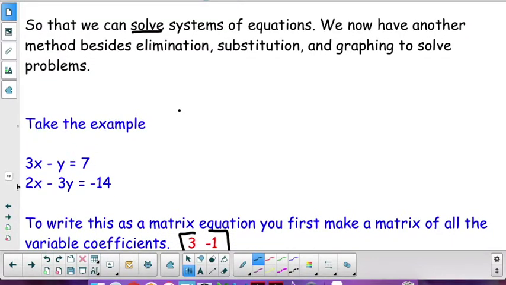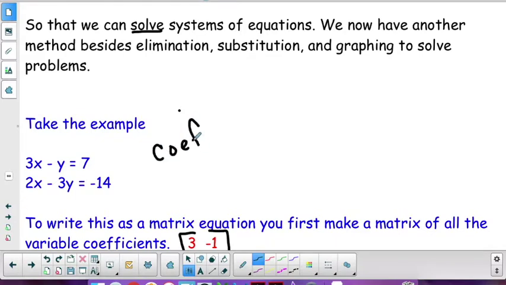Okay, so we have our system of equations, right? 3x minus y equals 7, 2x minus 3y equals negative 14. And you would have had to either graph them or solve them by elimination, which means you would have had to multiply one or both equations, right? Okay, so we're going to make this system of equations into a matrix equation, okay? And it involves 3 things.